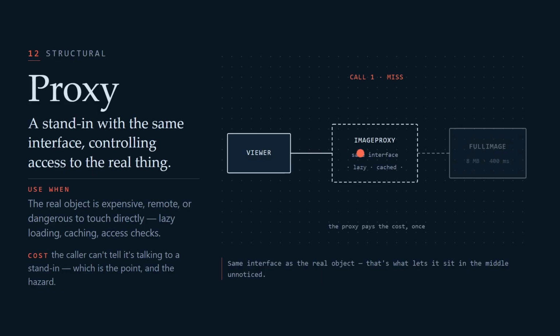The caller thinks it holds the image. It holds a stand-in with the same interface. First call, the proxy loads the real object. Second call, it answers from cache. The real object never wakes. Lazy loading, access checks, caching.